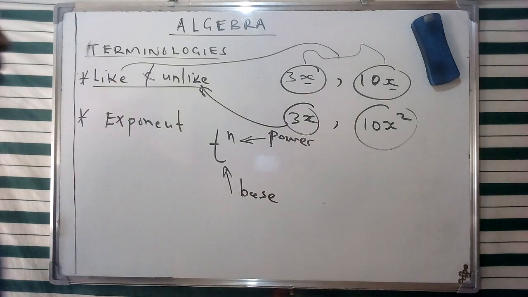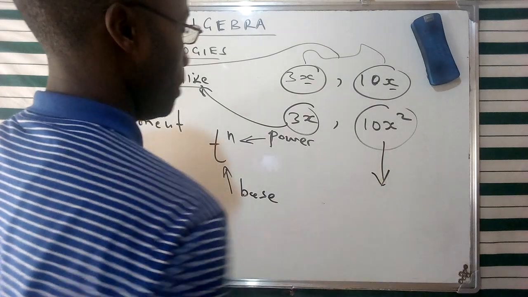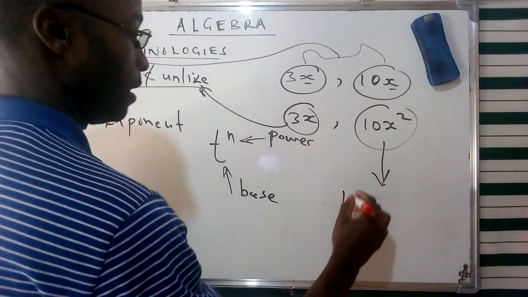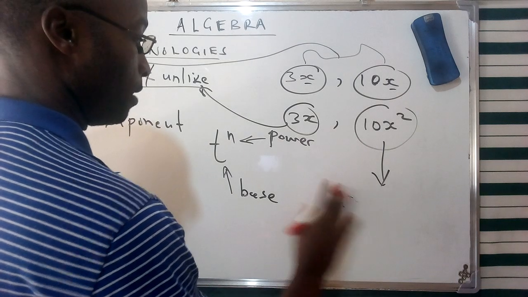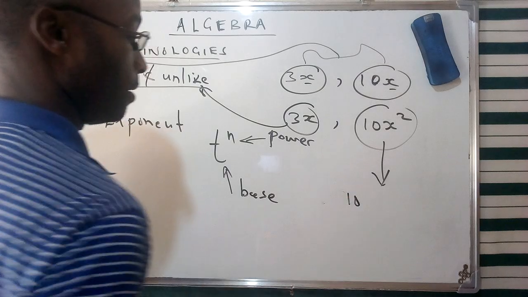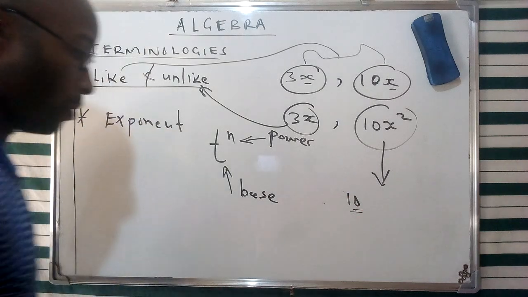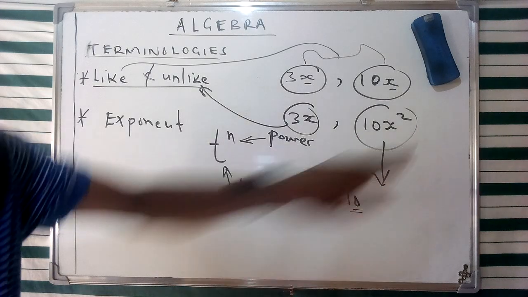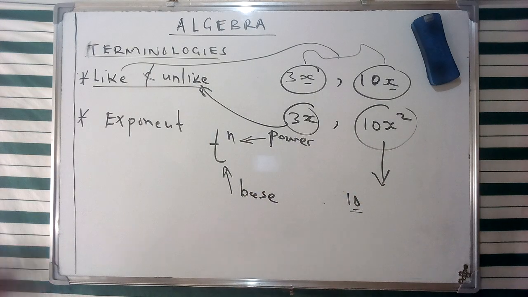So for instance, I've just given an example of this. This is going to be an exponential expression of 10x squared, where 10 is what we refer to as a numerical coefficient, and this is going to be the base and this is going to be the power given as such. So therefore we can express algebraic expressions in terms of exponent.